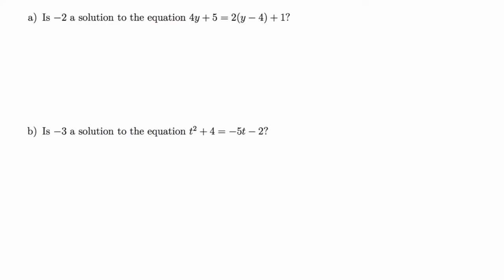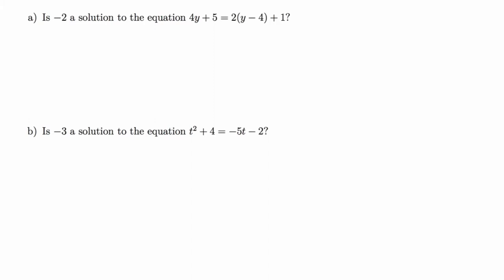To check if a number is a solution for an equation, we need to substitute that number for all occurrences of that variable in the equation, and then check if we obtain a true statement. So to check if -2 is a solution for the equation 4y + 5 = 2(y - 4) + 1, we need to begin by substituting -2 for every y in the equation.